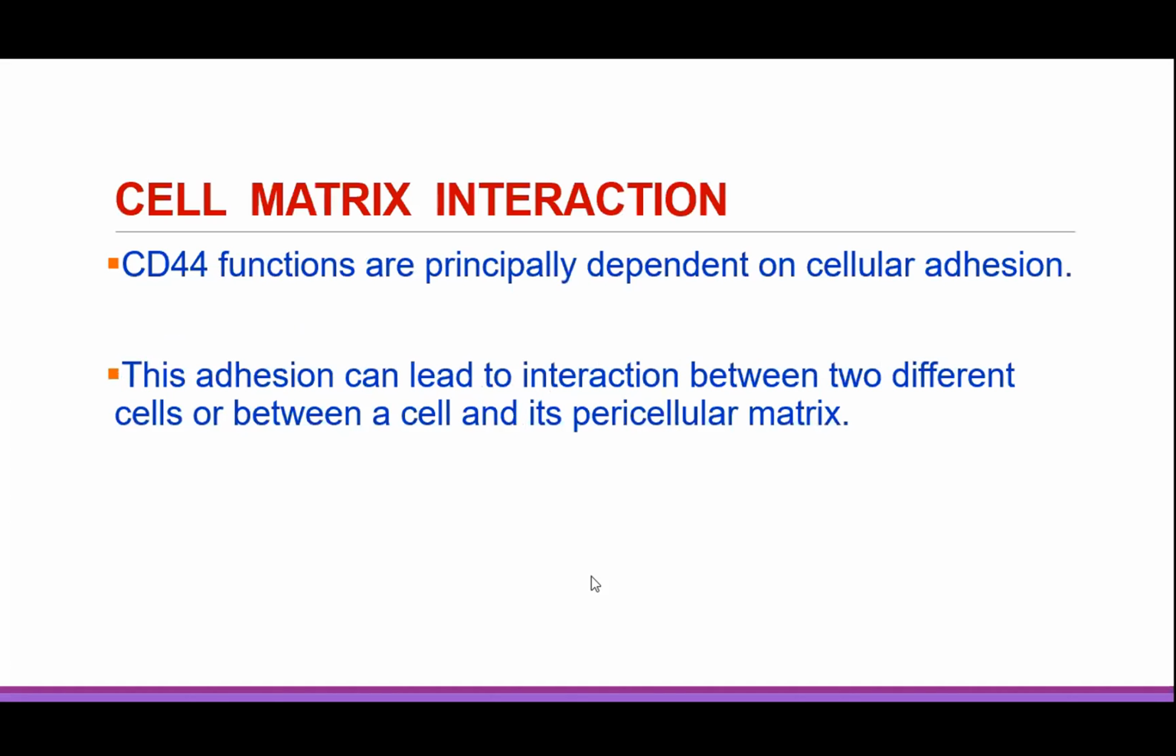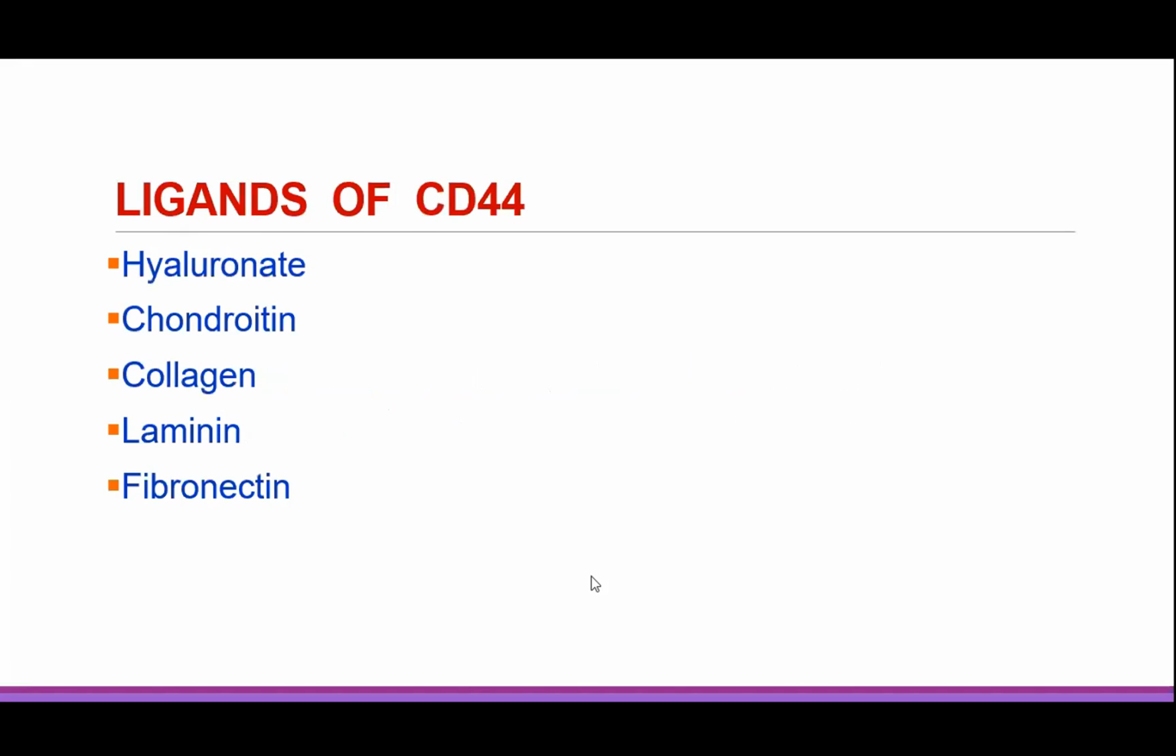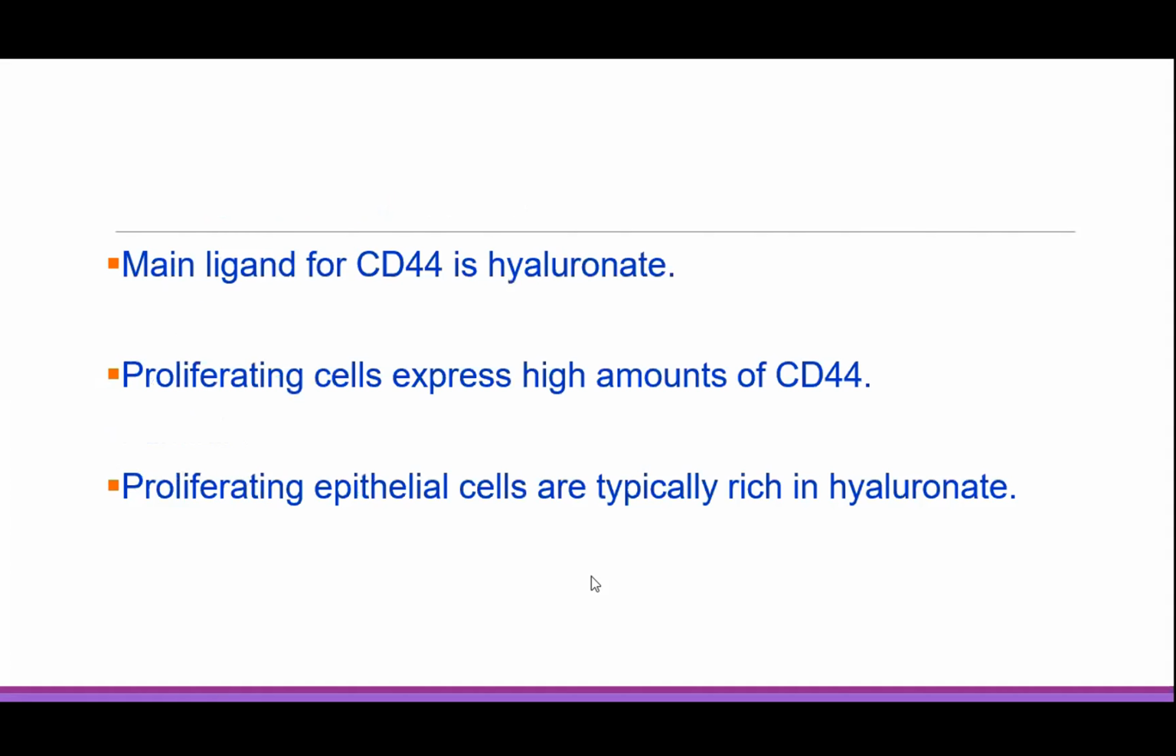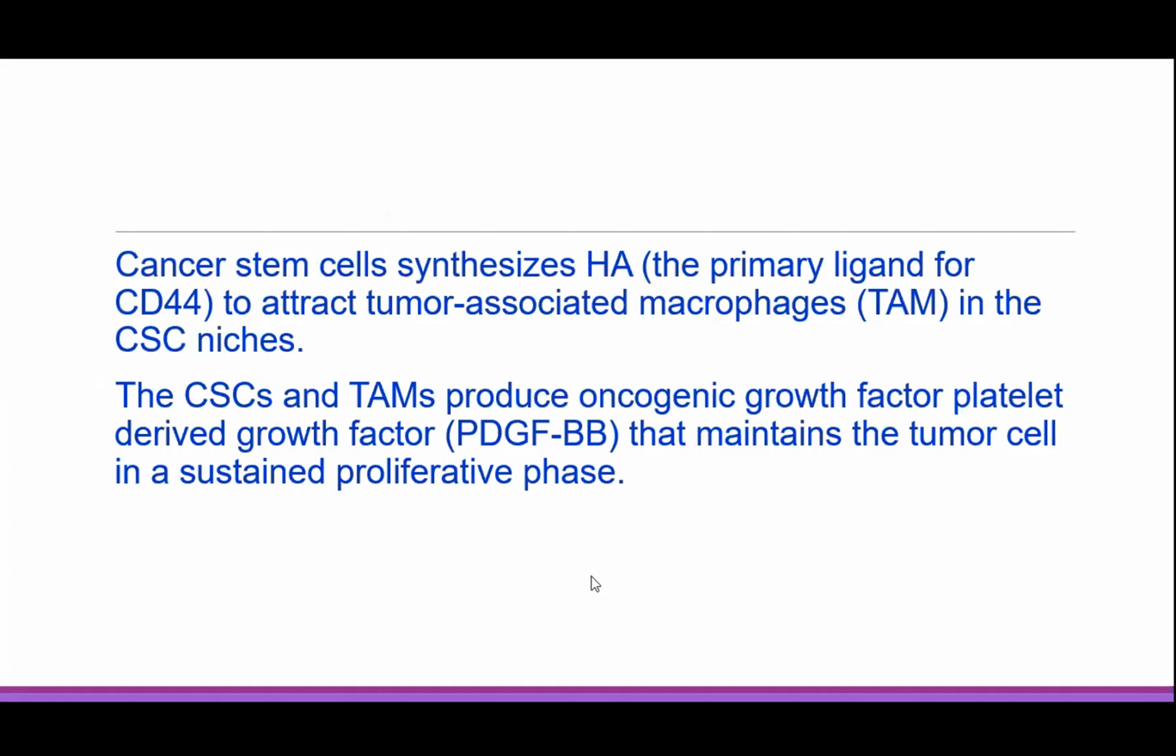Cell matrix interaction. CD44 functions principally dependent on cellular adhesion. This adhesion can lead to interaction between two different cells or between a cell and its pericellular matrix. Important ligands of CD44: hyaluronate, chondroitin, collagen, laminin, fibronectin. The most important ligand is hyaluronate. The proliferating cells express high amounts of CD44. The proliferating cells are typically rich in hyaluronate.